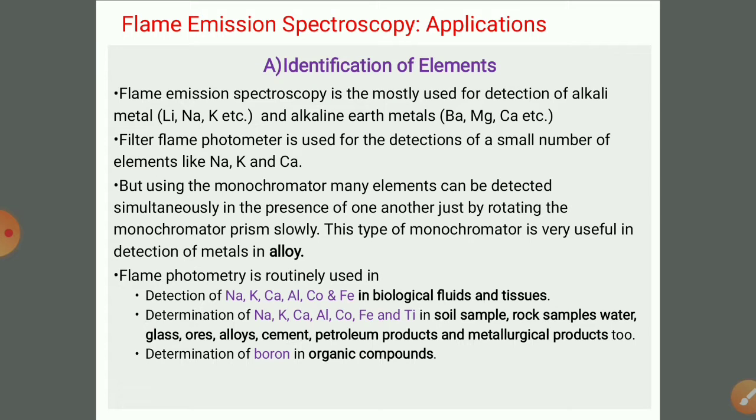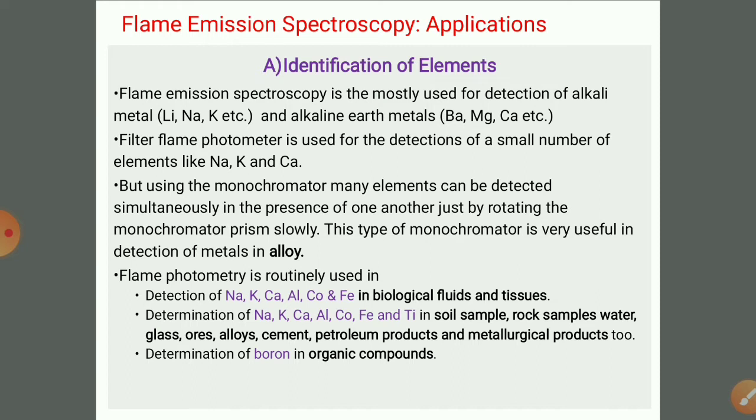The next application is that filter flame photometry is used for the detection of a small number of elements like potassium, sodium and calcium. So these are useful for the determination of a small number of elements. The next application is using monochromator. Many elements can be detected simultaneously in presence of one another just by rotating the monochromator prism slowly. This type of monochromator is very useful in detection of metals in alloy.